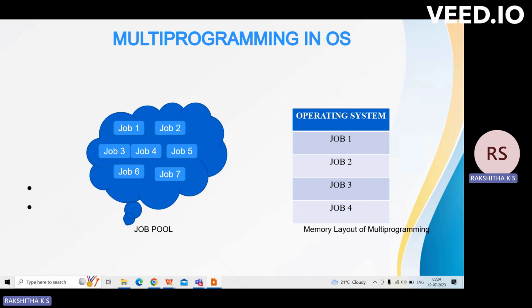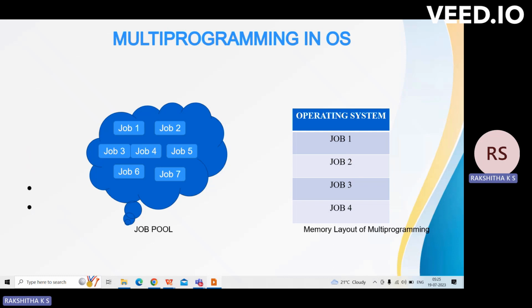Multiprogramming increases CPU utilization by organizing the jobs so that the CPU always has one to execute. The main aspect is that we should not keep the CPU in the idle state. To avoid the CPU sitting idle, we use the concept of multiprogramming. The CPU is always busy helping with the execution of multiple programs. That is the main advantage we see here.